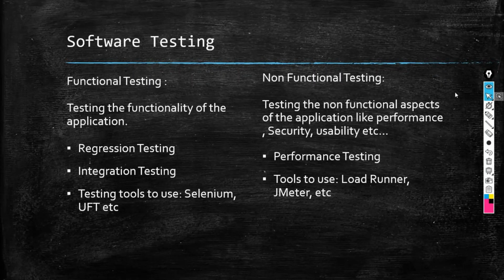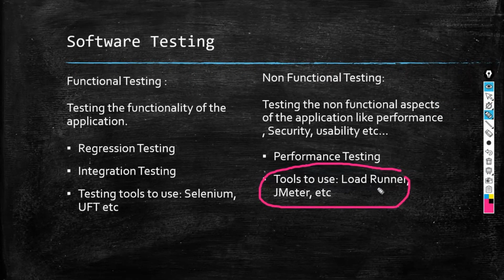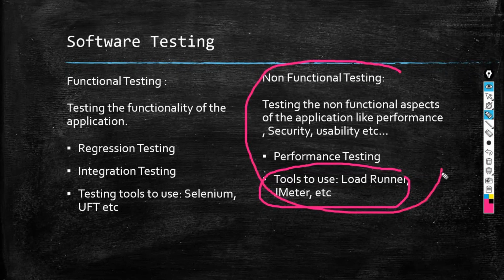Okay, so the tools that we have in the market are LoadRunner, JMeter, Gatling, NeoLoad. There are so many tools available in the market, but the most widely used tools are LoadRunner and JMeter. The market share for these two tools comprises approximately 80%. LoadRunner is a licensed tool, whereas JMeter is open source. So as part of this course, we will focus especially on this particular tool, LoadRunner.